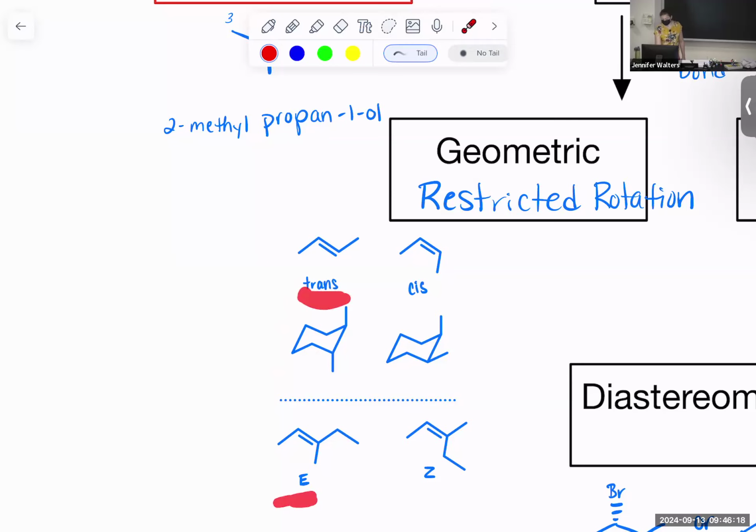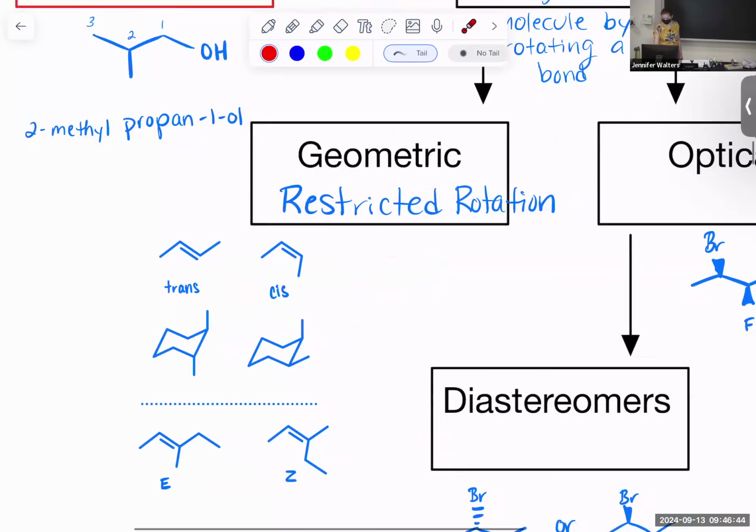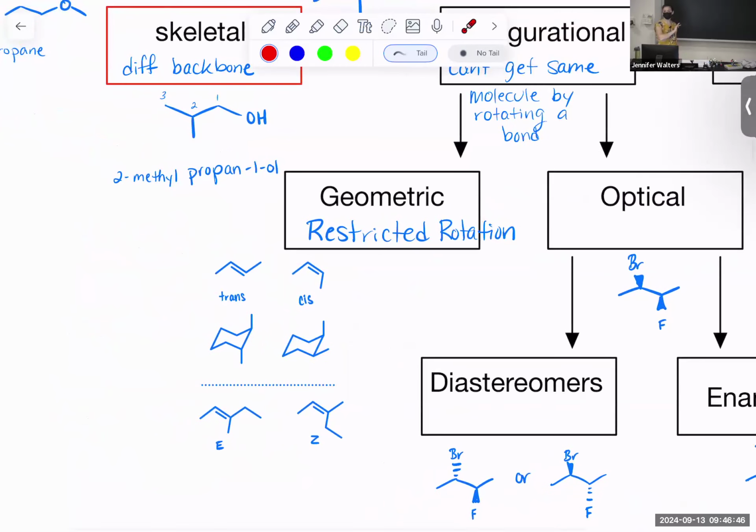E was the same thing as trans, but we used E when we were more than 1,2 disubstituted. So if you had 3 or 4 non-hydrogens on your alkene, then you could use E and Z. E was that high priority groups are on opposite sides. Z is where the high priority groups are on the same side of the double bond. Right. All of that should be a review. We've done all of that so far.